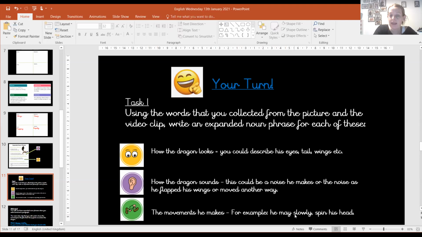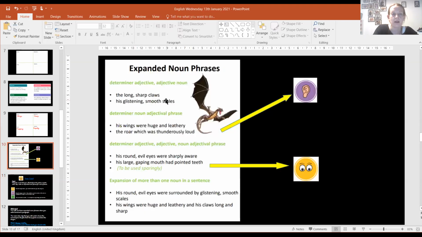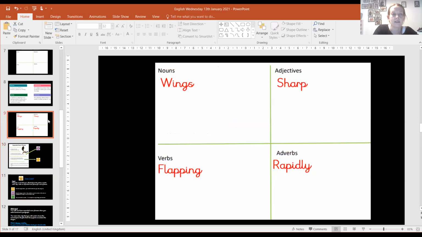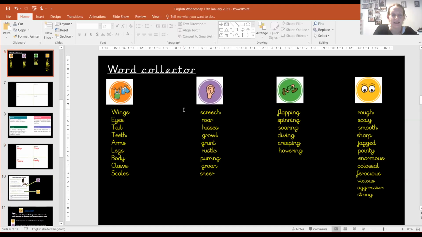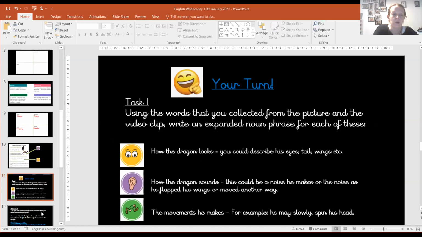So he may slowly spin his head. Or remember when he was going round and round in circles, you could describe that movement. Or you could describe the movement when he was flying. So that is your first task. There are lots of things to help you, examples, you've got your word classes, and you've got your vocabulary word collecting list. Okay, so pause the video now while you complete task 1.